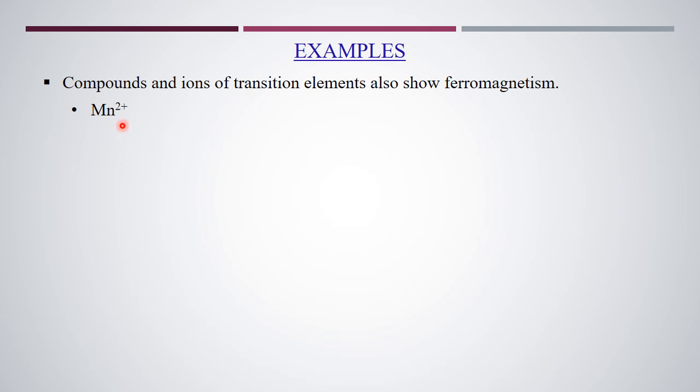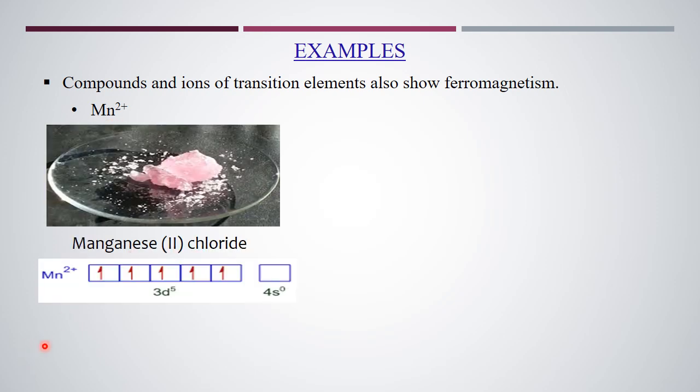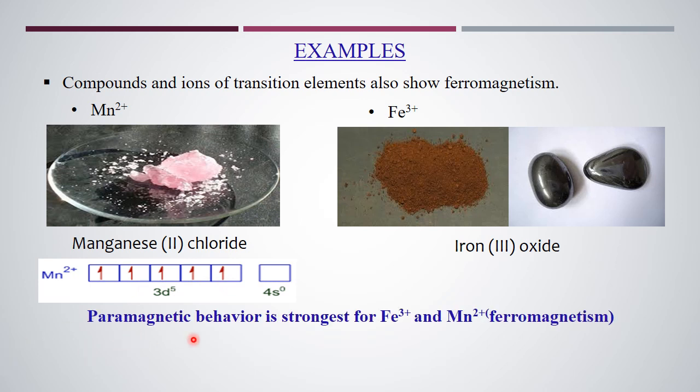For example, the manganese +2 ion, present in manganese 2 chloride. In the +2 oxidation state, manganese has 5 unpaired electrons in the 3d orbital. Similarly, iron +3, present in iron 3 oxide, has 5 unpaired electrons in the 3d orbital. As the number of unpaired electrons in the 3d orbitals is greater, the paramagnetic behavior is strongest for iron +3 and manganese +2, and they are called ferromagnetic substances.